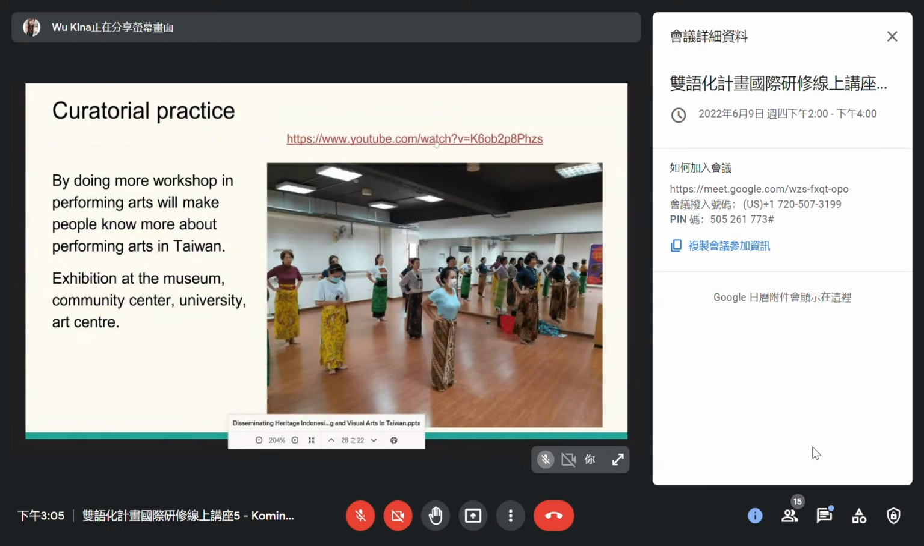Here are some examples of what we have done in the past. By doing curatorial practice, workshops, and performing arts, we help people know more about performing arts in Taiwan, especially the Indonesian ones, like exhibitions. Pak Made did a lot of wood carving exhibitions in the past. Also community centers, university artwork, and so on. Here is an example of what Professor Wu Pei-shan and I did last time in a community center.